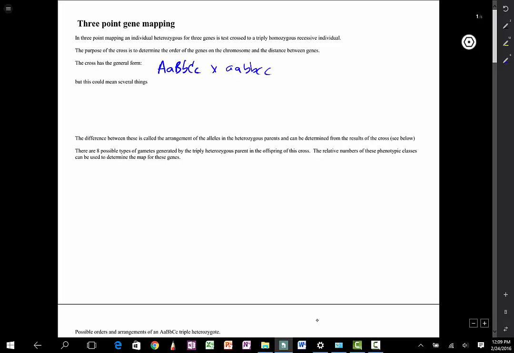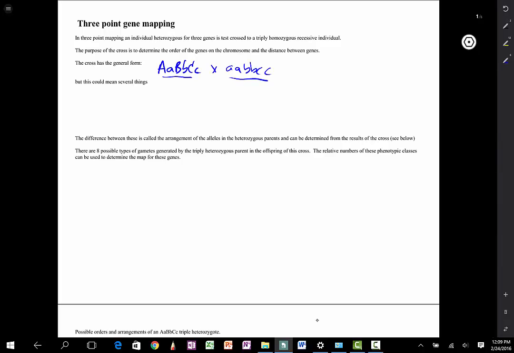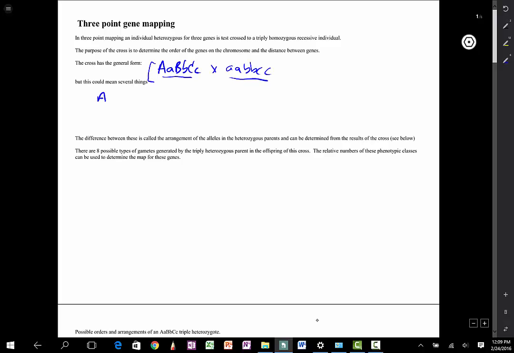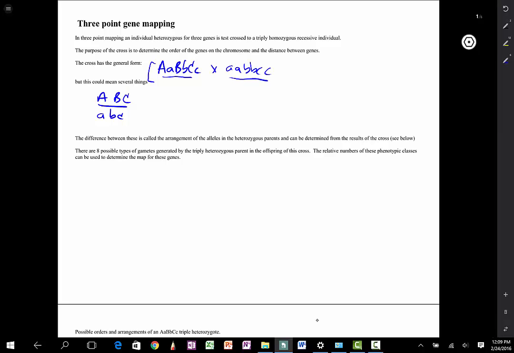And then we're always going to do a test cross like that. So we're going to take something that's triply heterozygous, and we're going to do a test cross with something that's homozygous recessive for all 3 genes. But like I said, there could be lots of different ways that this could be a triple heterozygote. So the easiest way is all the big letters on one side of the line and all the little letters on the other side of the line. In this case, A and B are coupled, B and C are coupled, and A and C, everything's coupled.